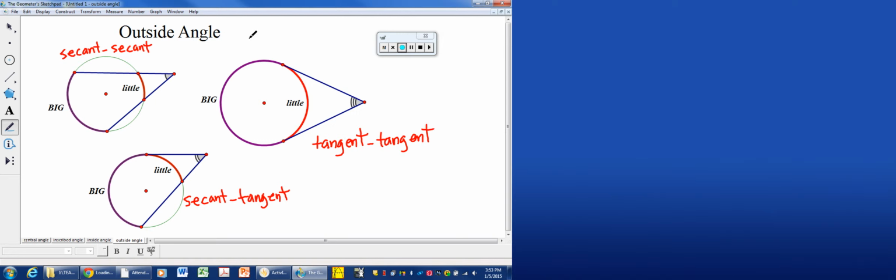And this one is not an average. Notice I have a big arc and a little arc. A big arc and a little arc. A big arc and a little arc. Okay, so I'll use one example to find out what this is.